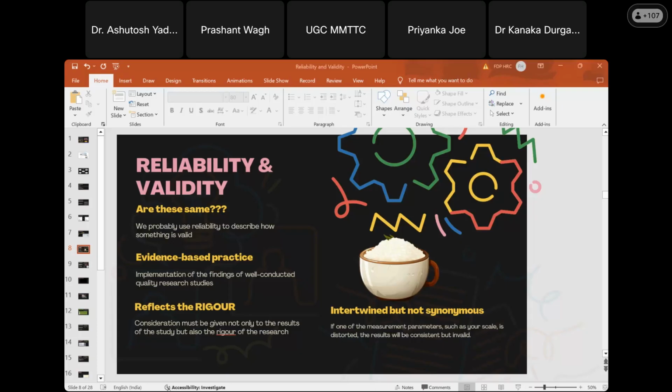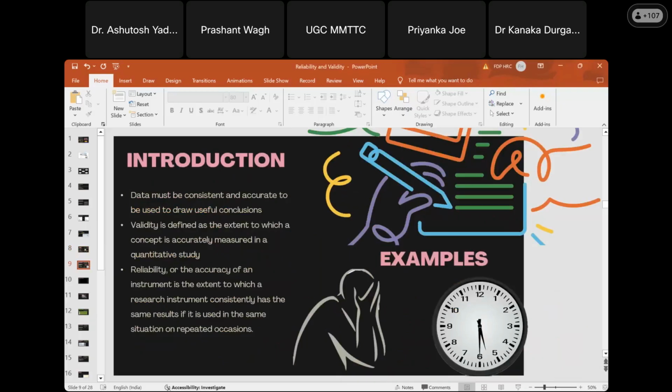Okay, and so data must be consistent and accurate to be used to draw useful conclusions. एक और छोटा सा हम एग्जांपल लेते हैं which is usually considered commonly to clarify these two concepts. Okay, so validity is defined as the extent to which a concept is accurately measured in a quantitative study. For example, there's a survey which is designed to explore depression, पर वो measure कर रहा है anxiety. Now, this would not be considered valid.